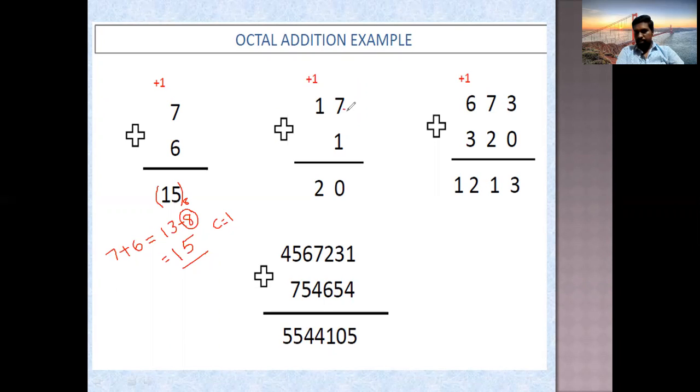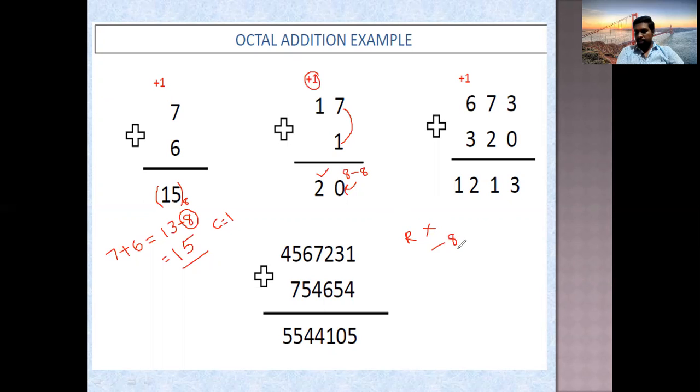See the second example. 7 plus 1 is 8. But 8 is not in the range of octal. So subtract 8, then you will get 0. For the subtraction of 8, you will get one carry. Bring that carry to the left column. Now 1 plus 1 is equal to 2. 2 is in the range of octal, so no problem, no need to subtract 8. So the method is: when you add the numbers and the result is not in the range of octal, subtract 8.